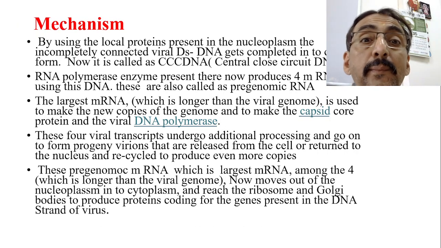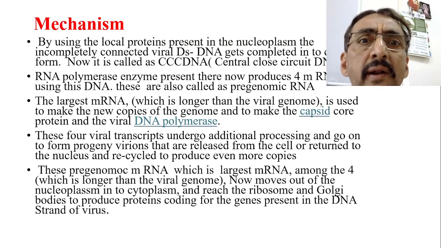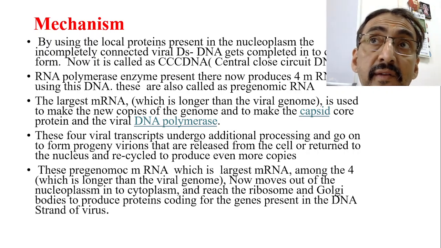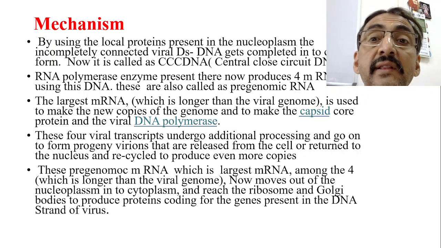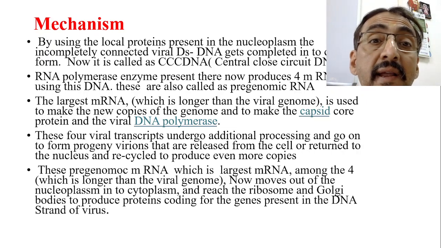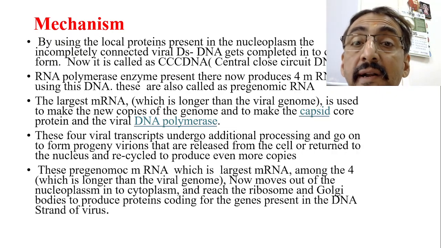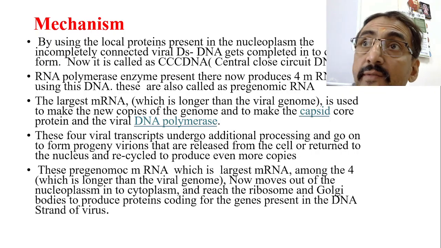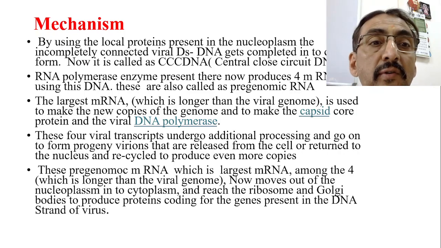By using the local proteins present in the nucleoplasm, there are so many proteins present. Now this viral DNA uses the local proteins. This is what I am telling: it uses the cell machinery for its convenience. By using the local proteins present in the nucleoplasm, the incompletely connected viral double-stranded DNA gets completed. That means previously that double-stranded DNA was not completed, it was open at the ends. Now by using those proteins, it is completed into a totally circular form.